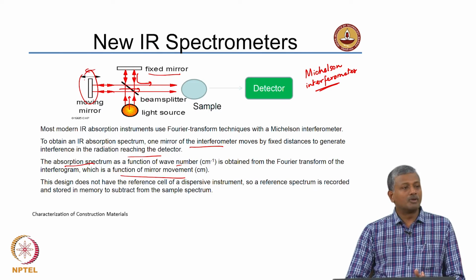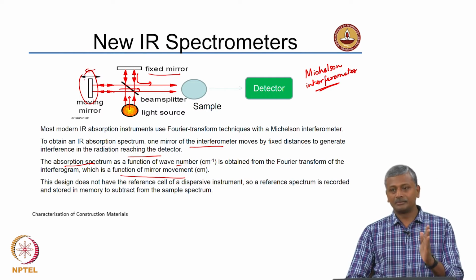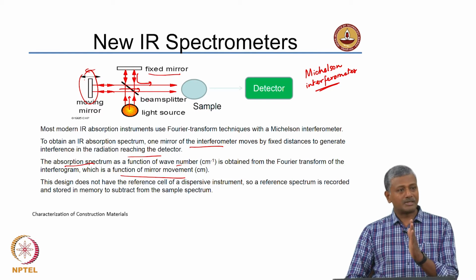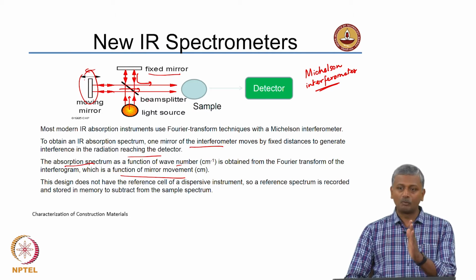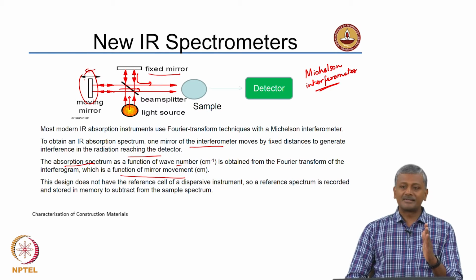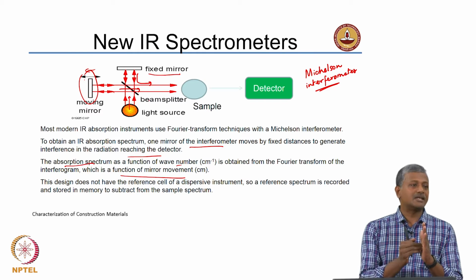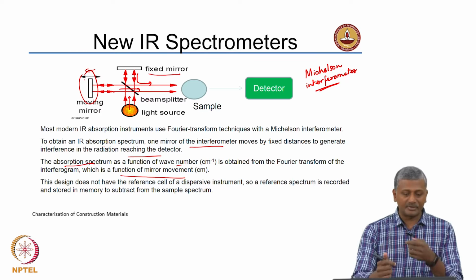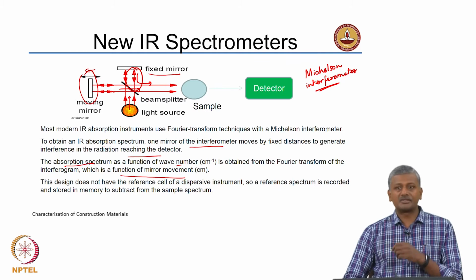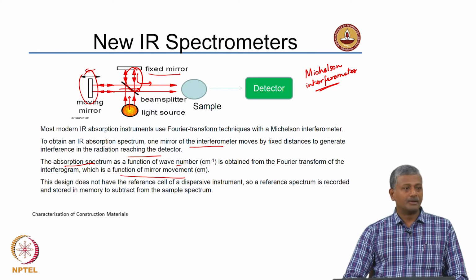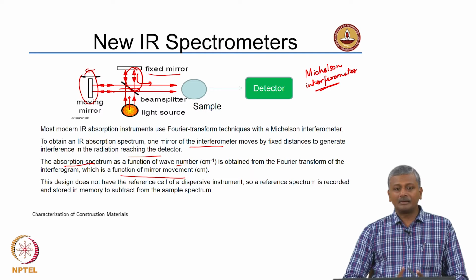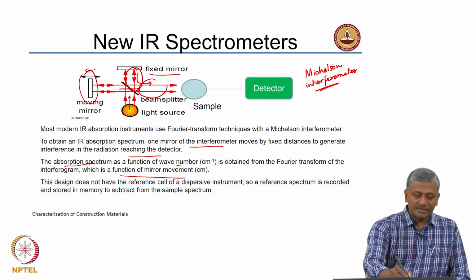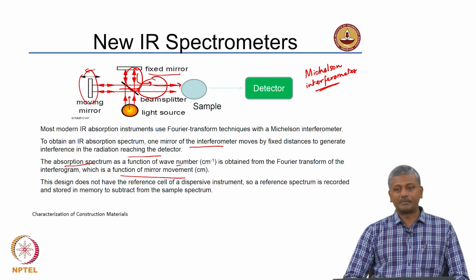So, the moving mirror is moved in discrete positions. There is a fixed position first for the moving mirror. In the second stage, the moving mirror moves by a certain distance. As a result, a certain set of wavelengths are generated at a phase difference as compared to the wavelengths that are generated from the fixed mirror. When the phase difference is such that there is constructive interference, you produce a certain set of wavelengths that are able to go through the sample.